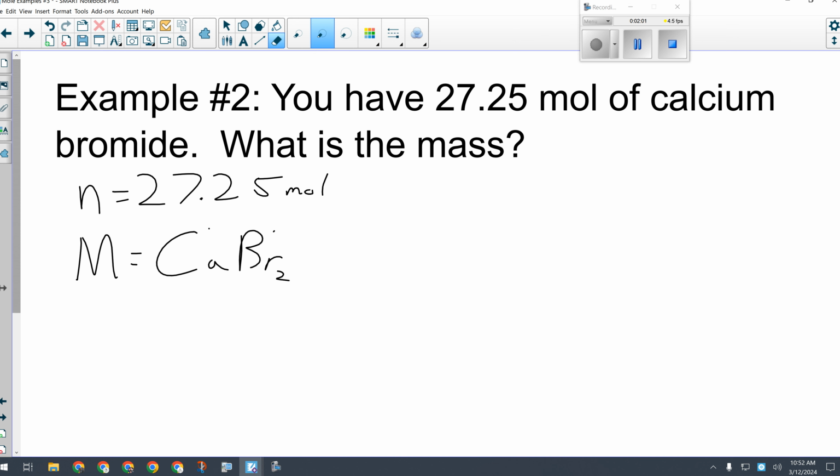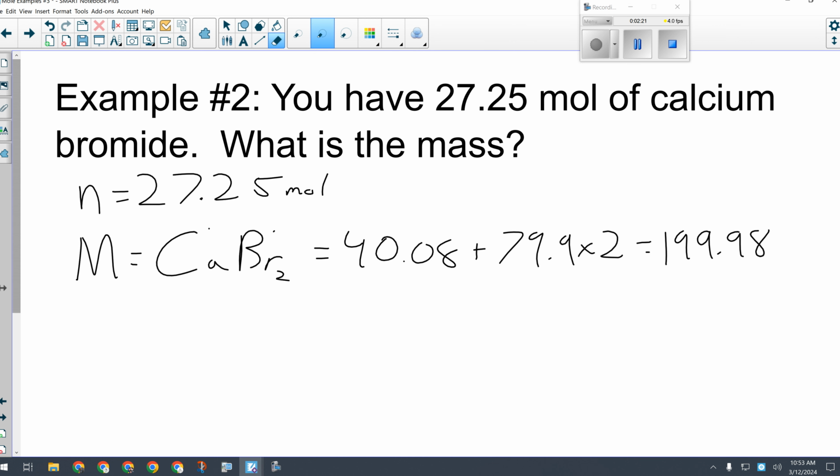40.08 plus 79.9 times 2. Is that 199.98? Yep. Don't envy my math skills, I just remember it from period 1. 199.98. And we are looking for little m.